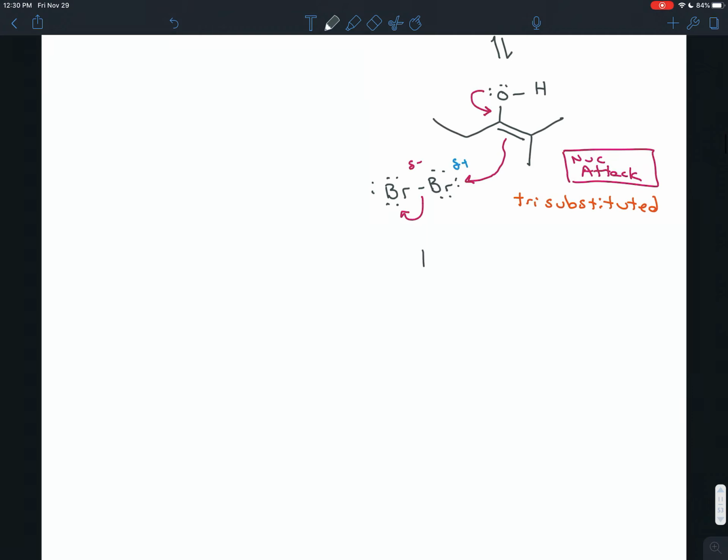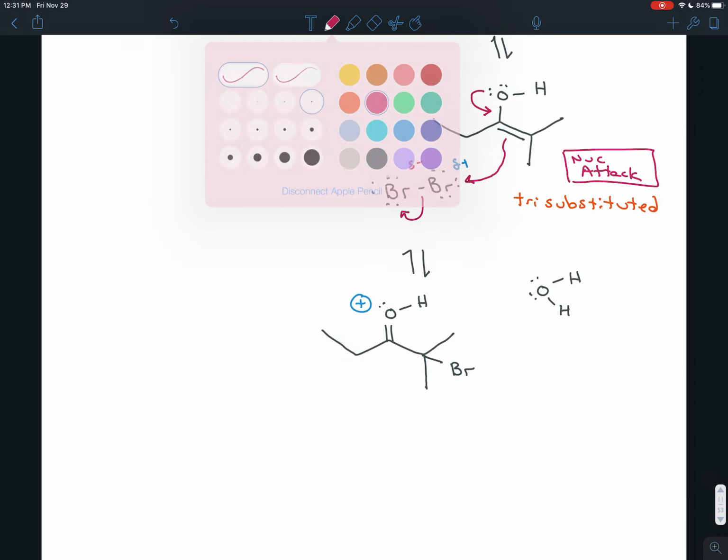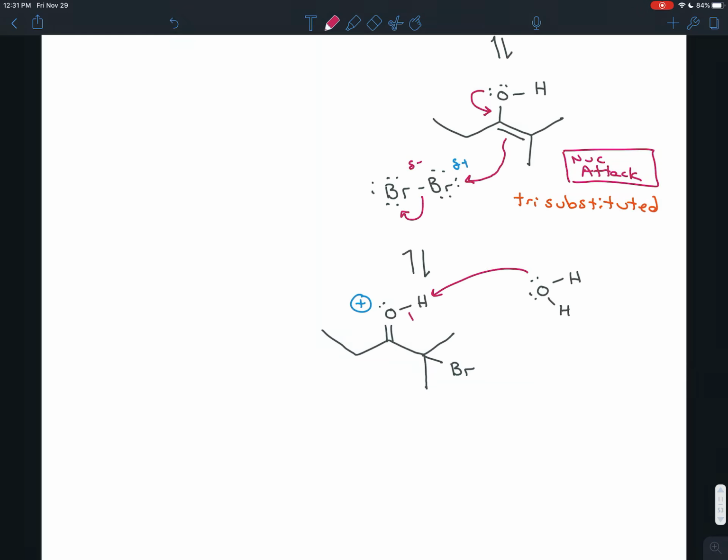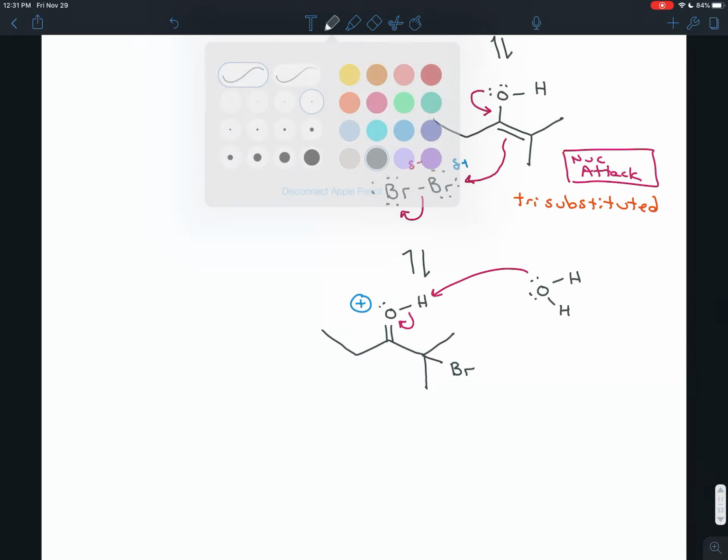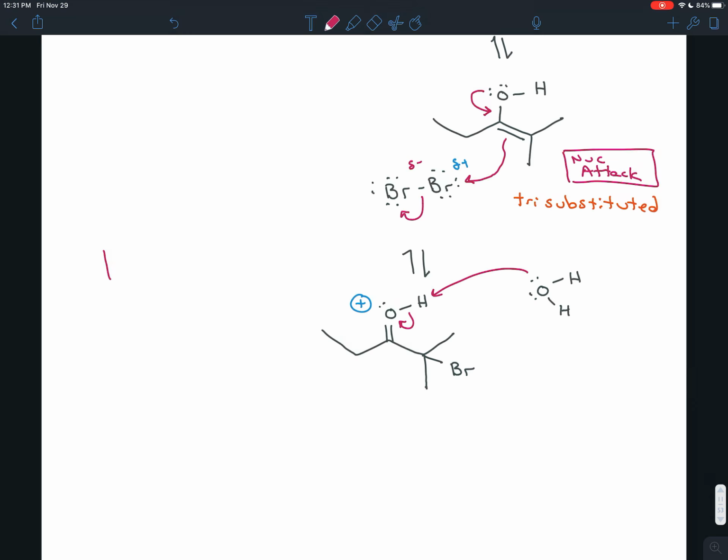And what we have after that step is a bromine on the alpha position but still a full positive charge on the oxygen. So water can come in, slightly negative charge on oxygen can steal this hydrogen, the electrons can go to stabilize the oxygen there, so this is just a proton transfer.